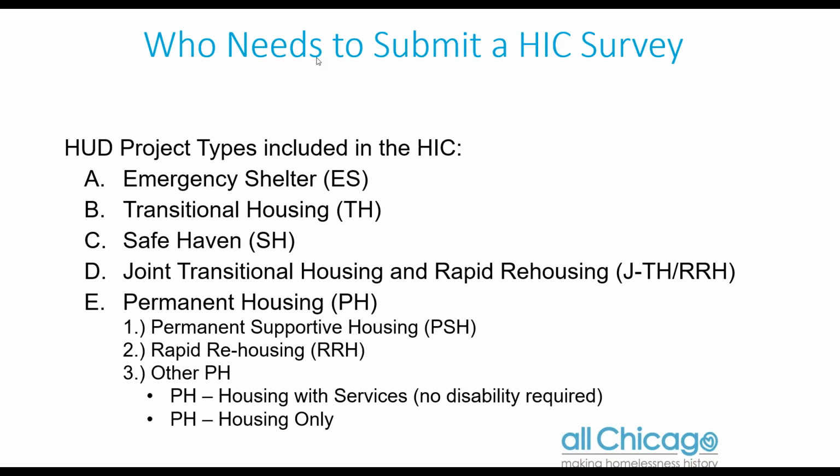The various HUD project types that should submit a HIC are all types. So emergency shelters, transitional housing, and safe haven projects will all conduct their shelter counts on January 23rd, and the data that they collect should then match or mimic their HIC inventory submissions, their survey submissions. Projects that are joint transitional housing and rapid rehousing projects, the joint component will complete a shelter count and the HIC. The rapid rehousing component of the project will only complete a HIC.